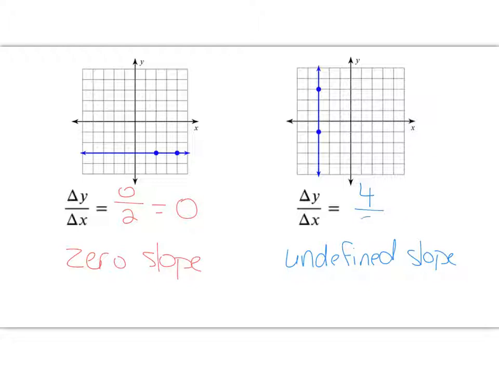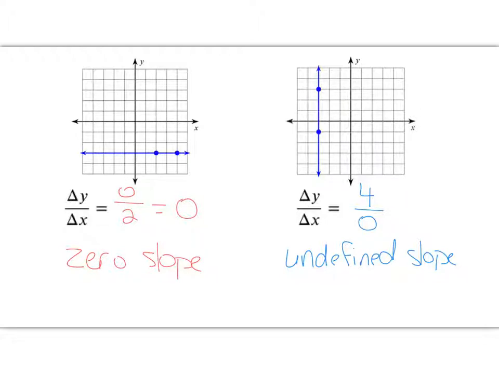There's no movement left to right. So 4 divided by 0. Well, we can't divide by 0. Division by 0 is undefined. So the reason it's undefined slope is because there is no horizontal change and division by 0 is undefined.